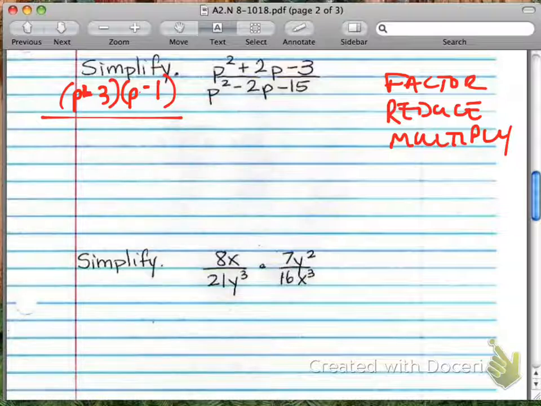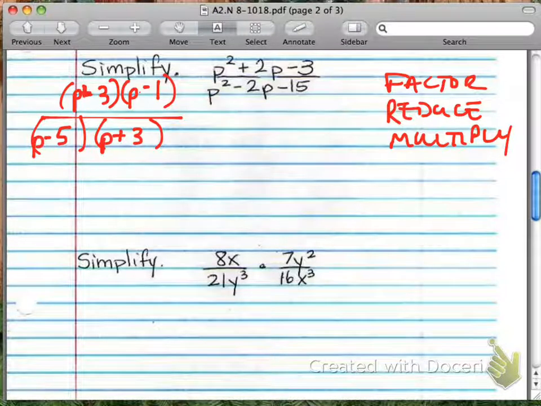All right, let's look at the bottom now. Again, do we have a GCF? No. Okay. Do we have a coefficient in front of the p squared there? No. So we can start with our parentheses. Okay. So we're looking at factors of -15 that equal -2. -5 and 3. So p minus 5 and p plus 3.